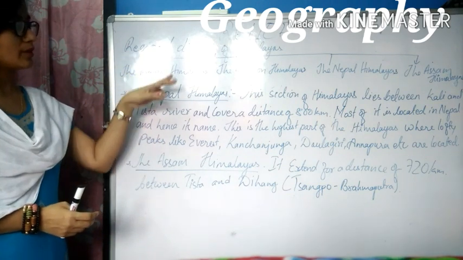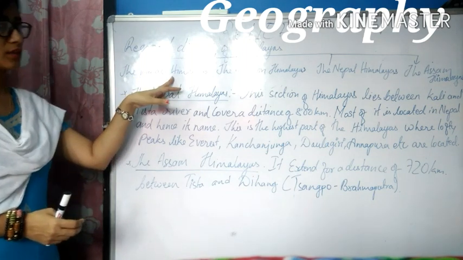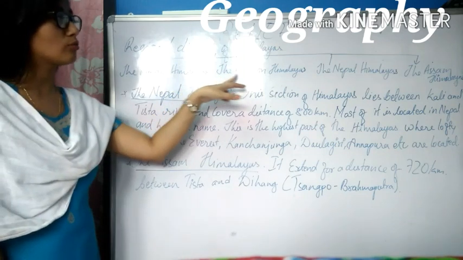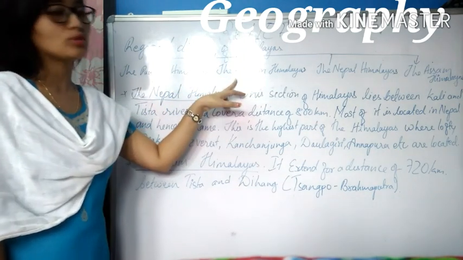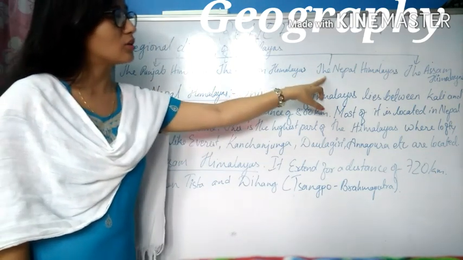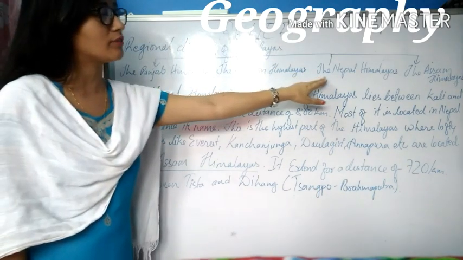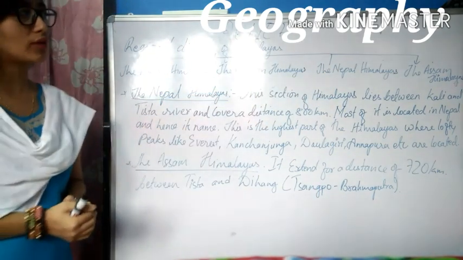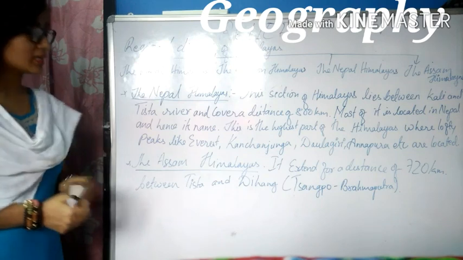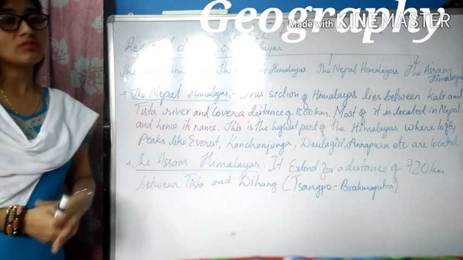The first, the Punjab Himalayas. It lies between the river Indus and Satluj. Second, we have the Kumaon Himalayas. It lies between the river Satluj and river Kali. The third, we have the Nepal Himalayas. It lies between the river Kali and Tista. And fourth, we have the Assam Himalayas. It lies between the river Tista and Digham.